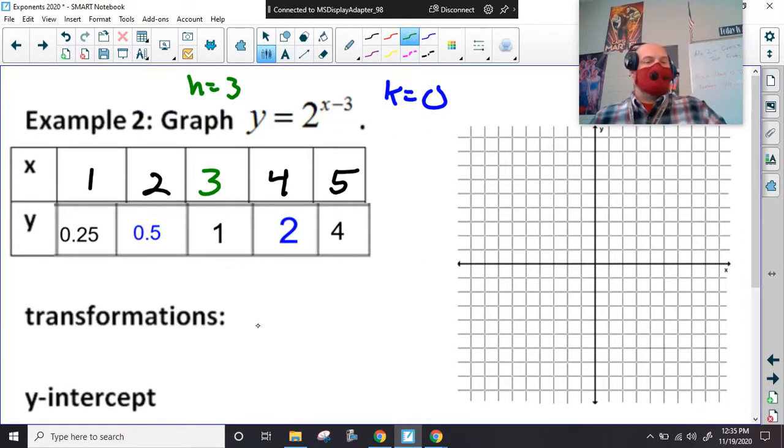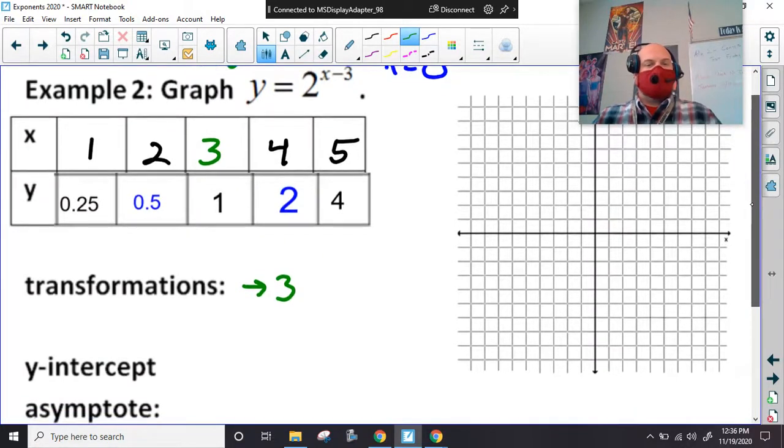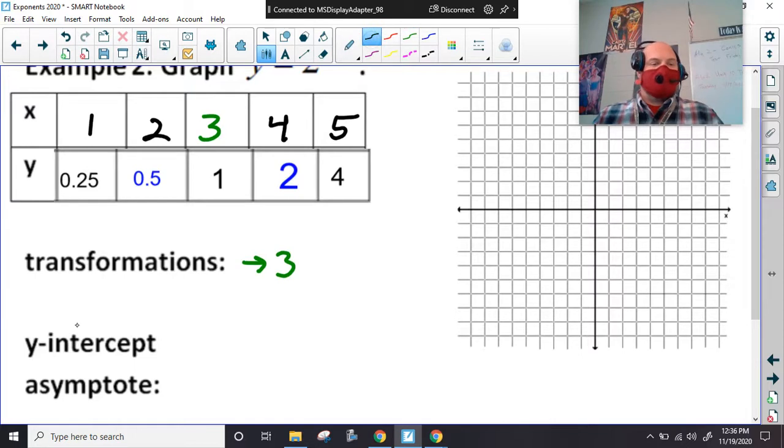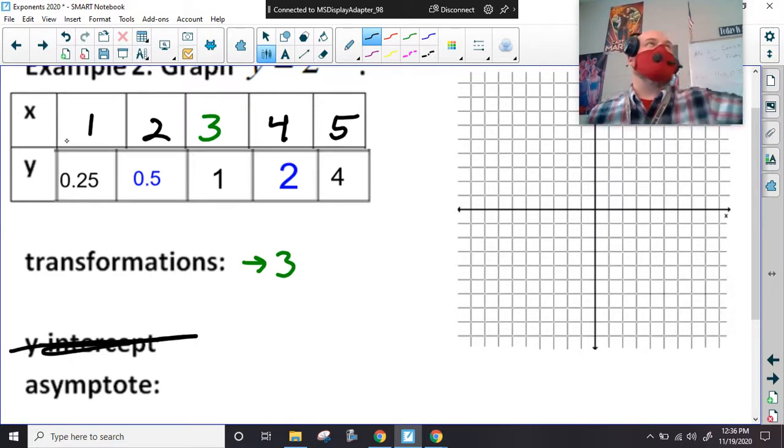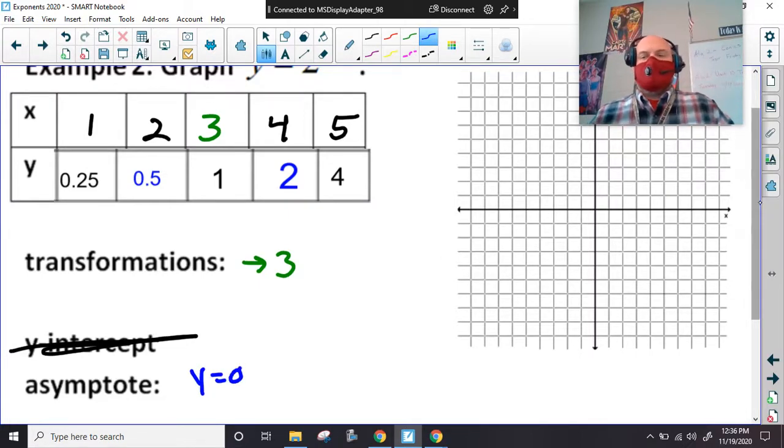All right, our transformations. This goes to the right 3. And then again, I'm not really worried about the y-intercept because we would actually have to go down another one, and that would be like 0.125. I mean, we don't even have that x when x is 0 up here, so I could care less. All right, but our asymptote, well, if our k value is 0, it's just y equals 0. That's our x-axis.